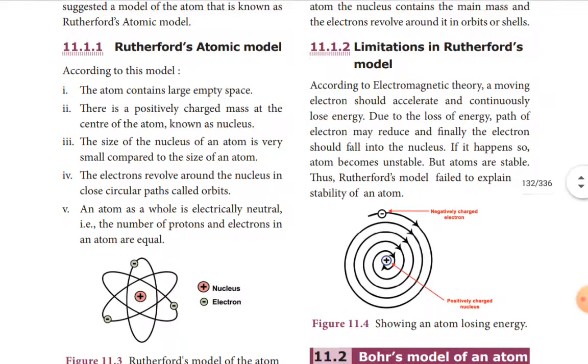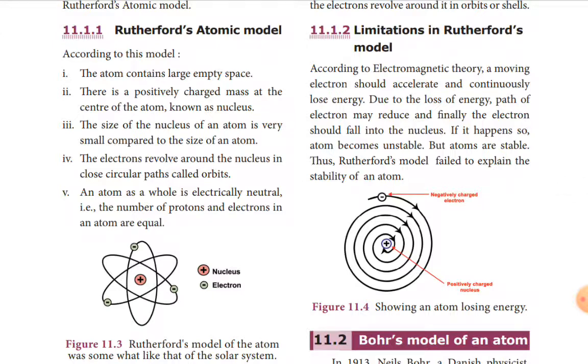Then fifth point, an atom as a whole is electrically neutral, because of the presence of the same number of protons and electrons. Protons are positively charged particles and electrons are negatively charged particles. If the numbers of protons and electrons are the same, the positive charges are neutralized by the negatively charged particles. Ultimately, the atom as a whole is electrically neutral. So these are the points he put as postulates for the model of the atom.